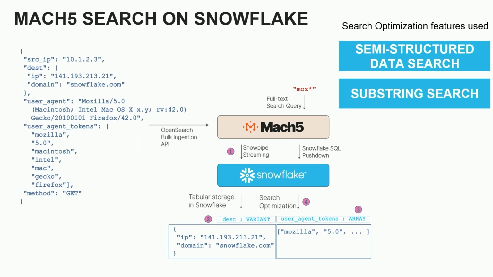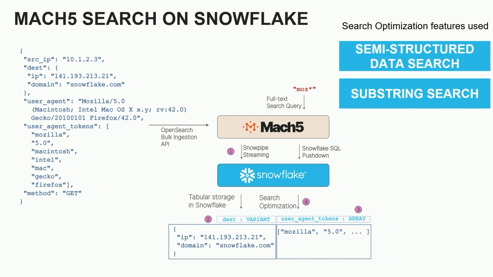To recap, here is the data flow of what happens when one deploys Mark V on top of Snowflake. On the left-hand side, what I have there is a sample log in JSON format. And if one were to ingest that data into Mark V using, let's say, the OpenSearch or Elasticsearch bulk ingestion API, we would stream that into Snowflake using Snowpipe streaming, and we turn the fields in the log entries to start to use the semi-structured capabilities of Snowflake. For example, the destination here, which is a nested object, would turn into a variant, and user agent tokens, through tokenization, would turn into an array, and so on and so forth.